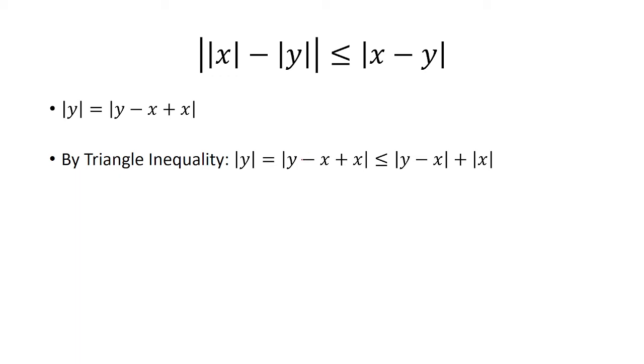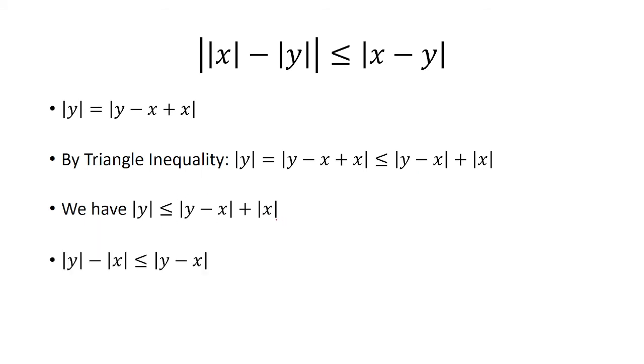Apply the triangle inequality again and get that the absolute value of y is less than or equal to the absolute value of y minus x plus the absolute value of x. And here I'm just rewriting that. Now subtract both sides by the absolute value of x to get the absolute value of y minus the absolute value of x is less than or equal to the absolute value of y minus x.